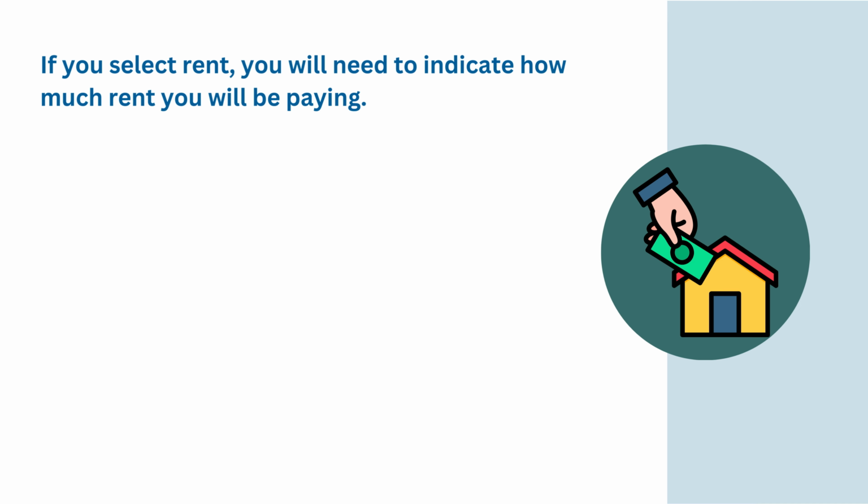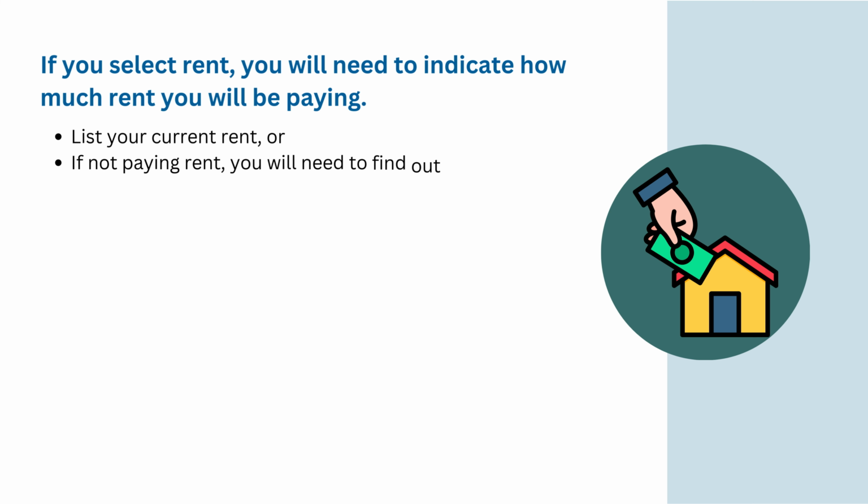If you selected rent, you will also need to indicate how much rent you're paying. So if you're currently in a rental situation, you'll just list what your rent is. If you are not presently paying rent, but once you receive ODSP, you would be, then you're going to need to find out what that rent amount would be.